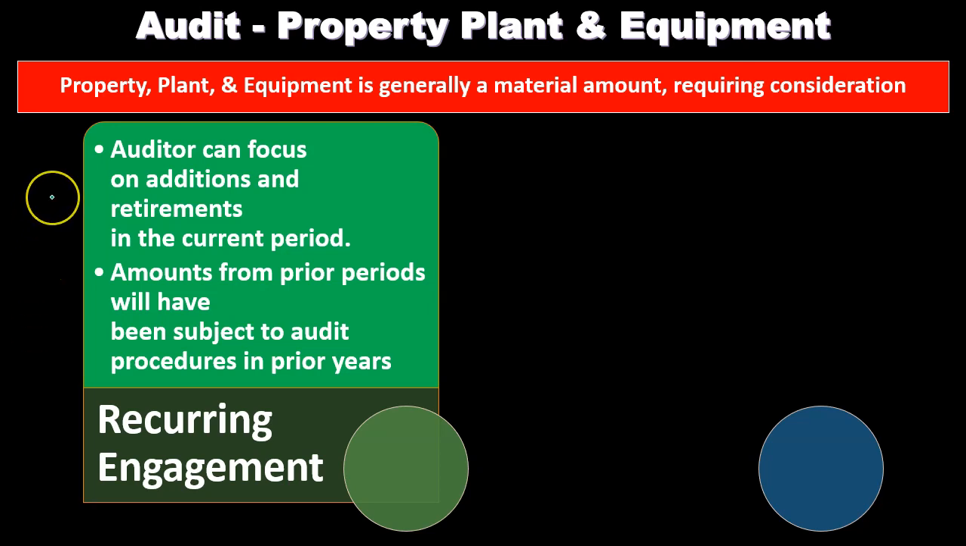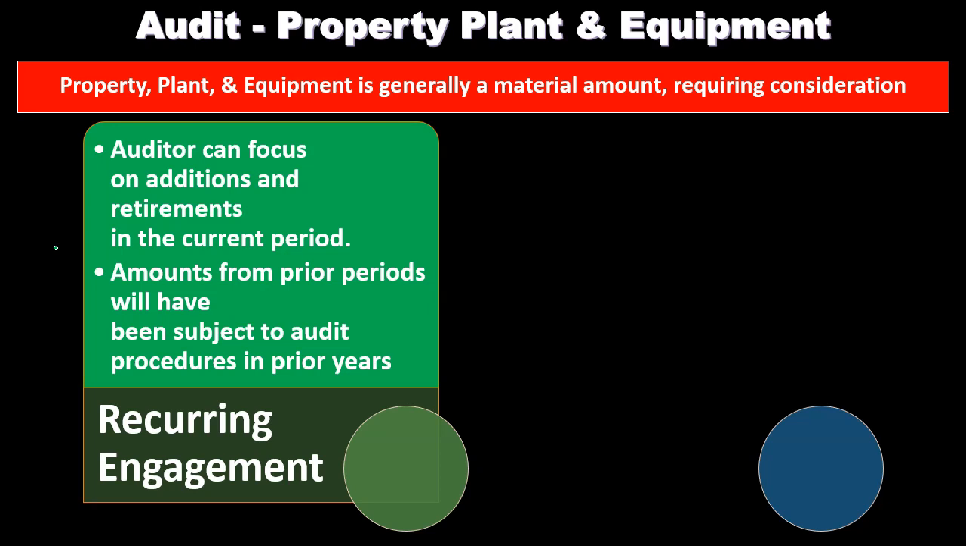So the auditor can focus on additions and retirements in the current year. Therefore, amounts from prior periods will have been subject to audit procedures in the prior years. In other words, property, plant, and equipment are things that last for many, many years. We're going to have a schedule of the property, plant, and equipment.